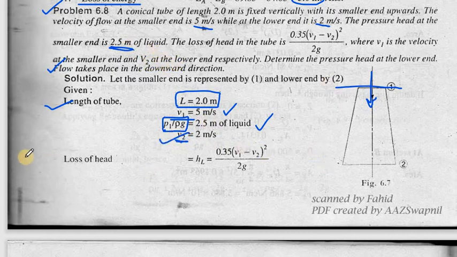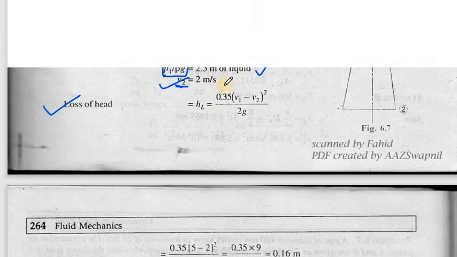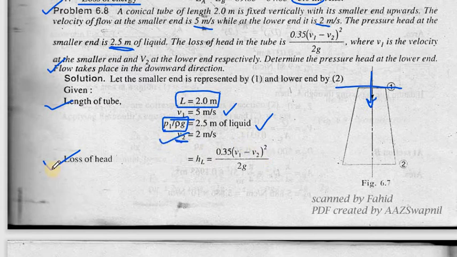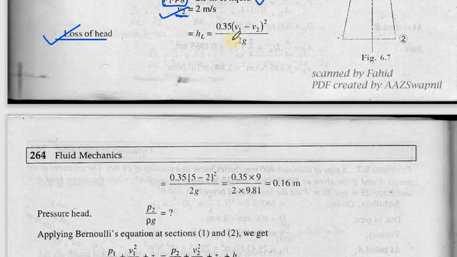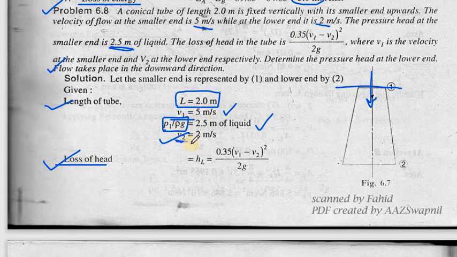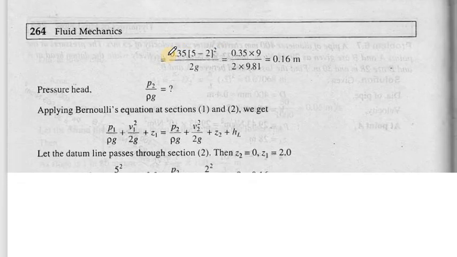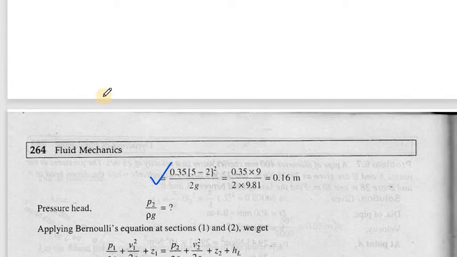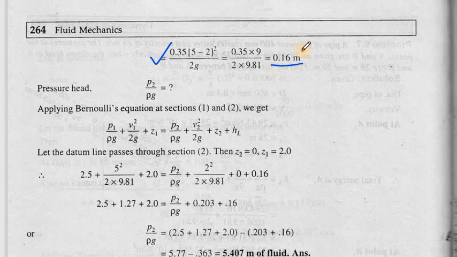And we have also got the loss of head. The equation for loss of head is 0.35 into (V1 minus V2) the whole square by 2g. So we'll put the V1 and V2 values in this and get the loss of head. The V1 value was 5 meter per second and the V2 value is 2 meter per second. So 0.35 into (5 minus 2) the whole square by 2g. This will give you the loss of head value, which is coming out to be 0.16 meter. We need to calculate the pressure head at the second point.